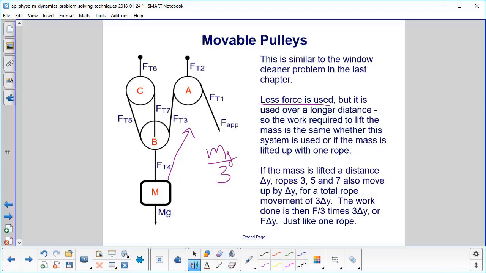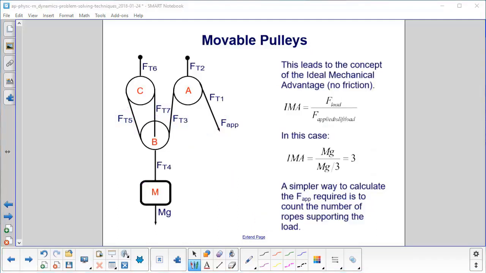Because if the mass is lifted a distance of delta y, this goes up a distance delta y, each one of these ropes attached to the traveling pulley is also moving up delta y. So the total distance that the rope is moving is 3 delta y. So when you multiply that distance by the force, 3 delta y times F over 3, you can see how the 3 cancels. The total work done is F delta y, just like if you used one rope to lift the mass. This now leads to the concept of something called the ideal mechanical advantage.